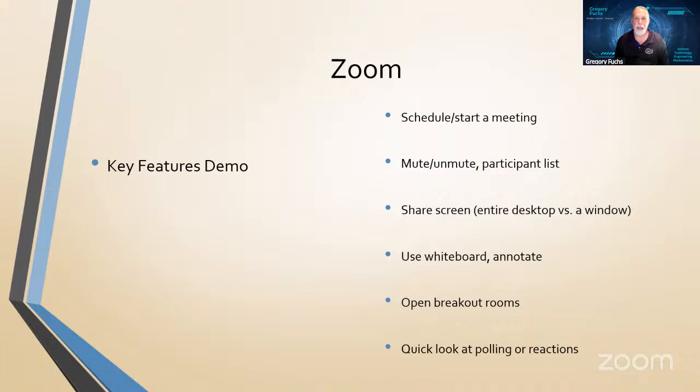So, some key features of Zoom: scheduling and starting meetings, muting and unmuting participants, the participant list, sharing the screen, entire desktop versus just sharing a window or app. Whiteboard is an application that Zoom provides, as well as annotation. Breakout rooms are another amazing tool, and polling and reaction systems.